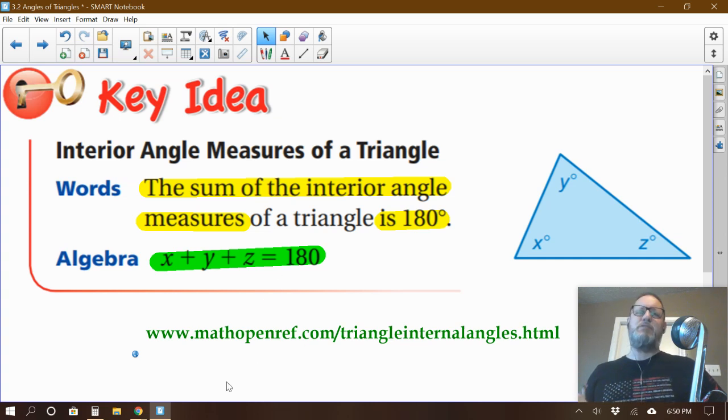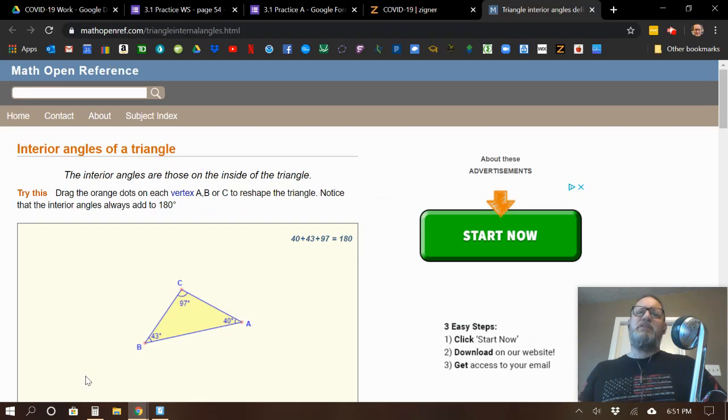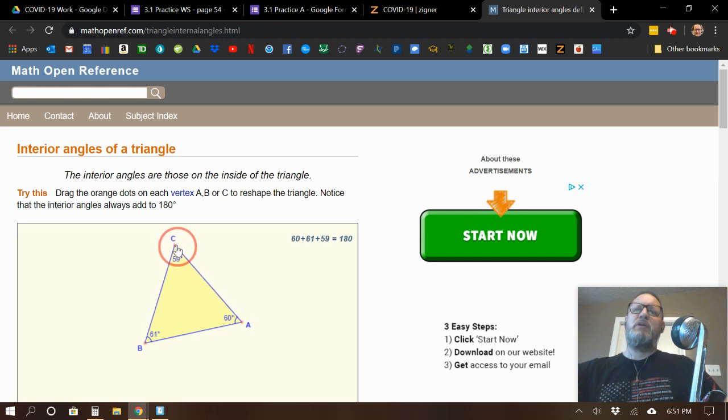Now, I did grab this little website. Let me just show it to you real quick. Here you can see we've got the three angles of this triangle. And those three numbers currently add up to 180. Let's see if I can move this triangle around. Grab one of the corners, and there you go. Now, you can see the numbers inside the triangle changing. However, you see what's staying the same?